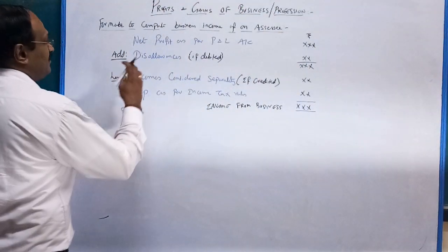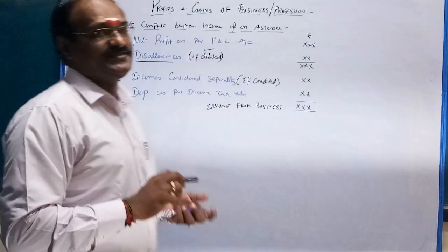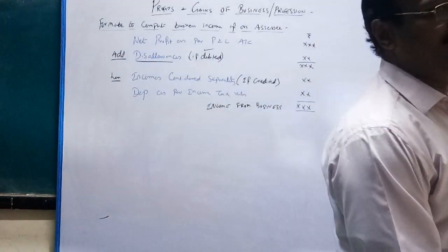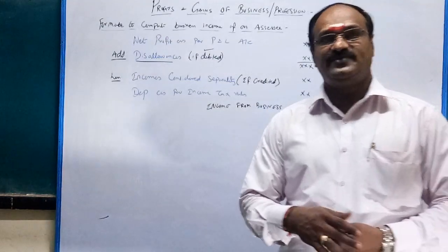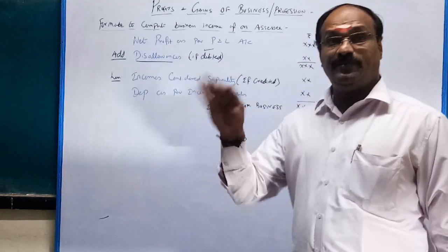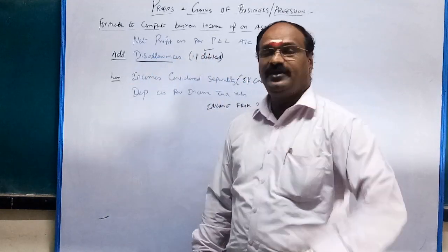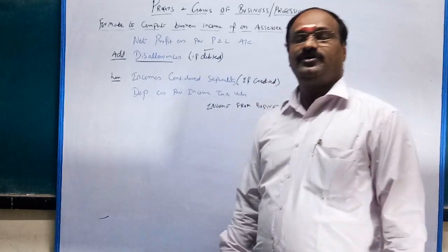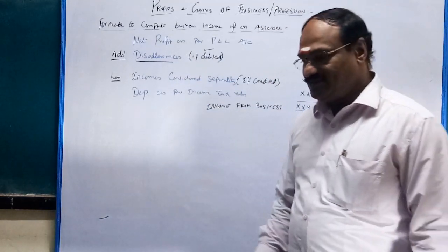Then disallowances, if debited. What are disallowances? I will tell you one by one; we will discuss later. Disallowances if debited means if debited in the P&L account, then you have to add back, which is very simple.